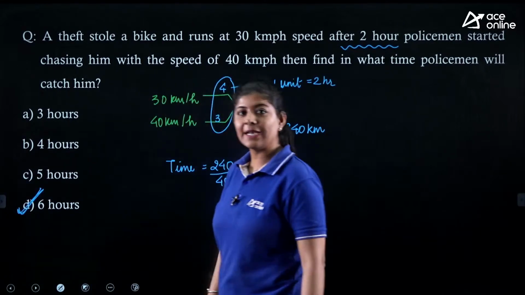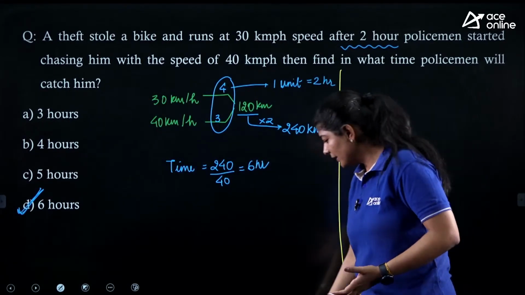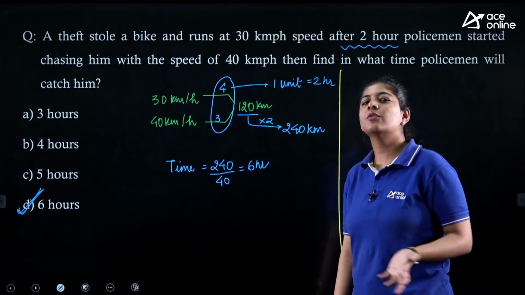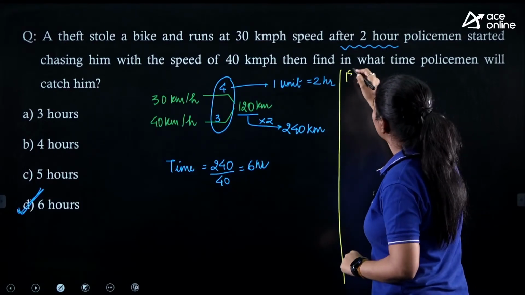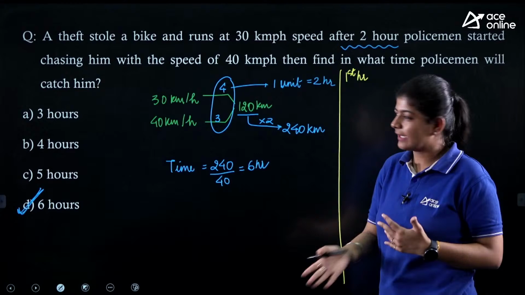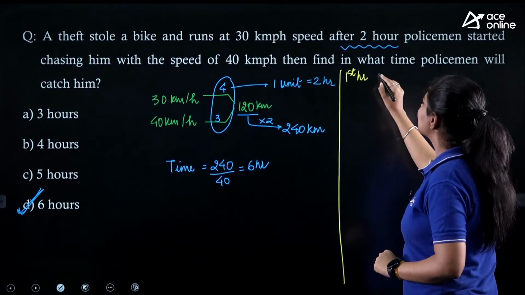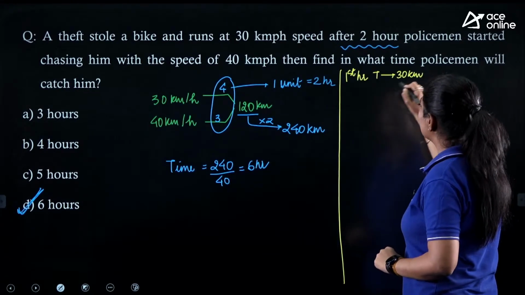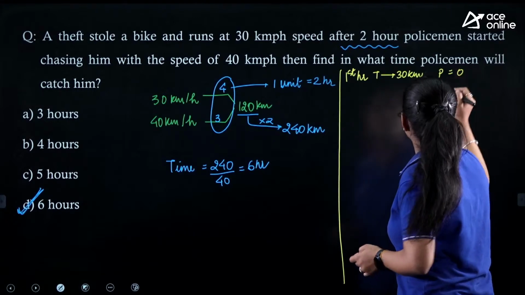But what is the second method, right? Okay. So, in this one, let's suppose I don't know this particular concept and I also don't want to go with the traditional approach. Now, you know that with the first hour, this might take a few more seconds than this one, but ultimately you will get the answer, right? In the first hour, the thief covered 30 kilometers, and the policeman 0. The police 0, right?